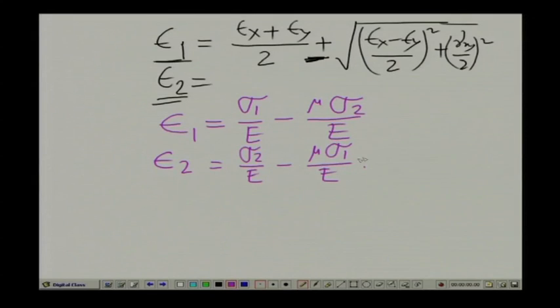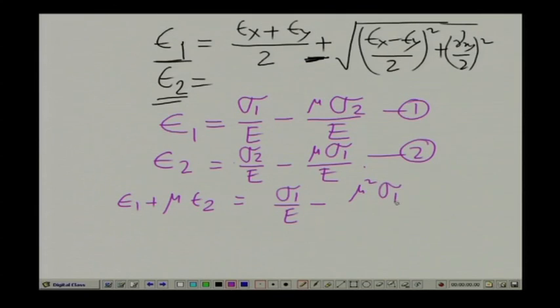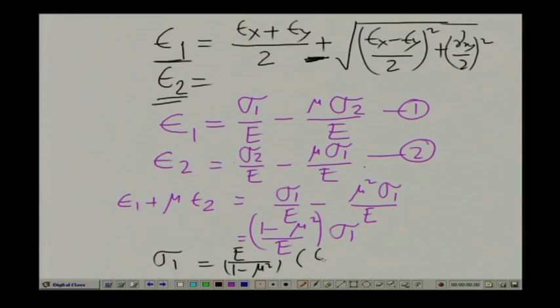Now, if we multiply the second equation with mu and add it to the first one, we get epsilon 1 plus mu times epsilon 2 equals sigma 1 by E minus mu square sigma 1 by E, since the sigma 2 terms cancel. So this is equal to (1 minus mu square) by E times sigma 1. From this we get sigma 1 equals E divided by (1 minus mu square) into (epsilon 1 plus mu epsilon 2). This is the value of sigma 1 in terms of epsilon 1 and epsilon 2, which we have obtained in terms of epsilon x, epsilon y and gamma x y.